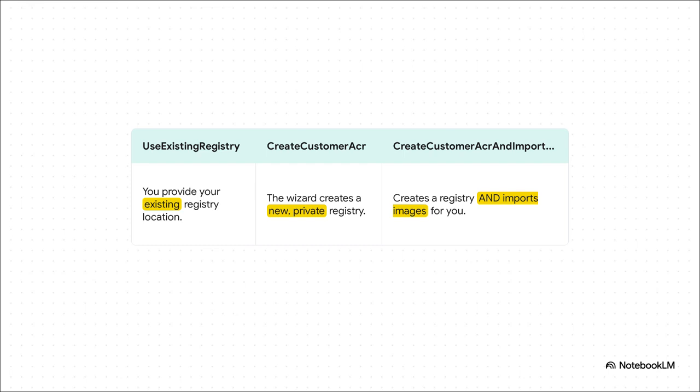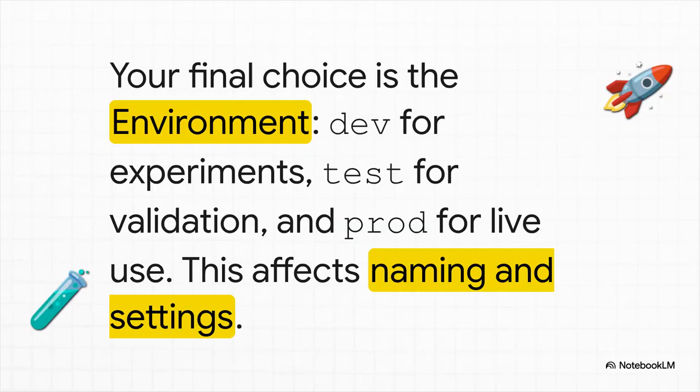You can tell it, hey, they're already over here, or you can have it create a brand new private registry just for you. Or, and this is my favorite, you can pick the option that not only creates the registry, but also goes and grabs all the software images for you. Super convenient. And the last big choice is your environment.